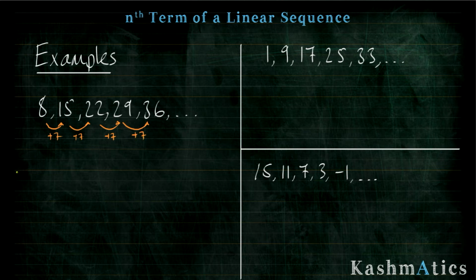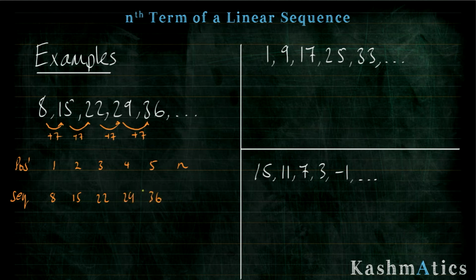And what we do next is we make ourselves a little table. So I'm going to write POS for position number. Okay, so position number 1, 2, 3, 4, 5. So I've got 1, 2, 3, 4, 5, and n. Okay, so position number n. Then you write down the sequence. Okay, and I'm going to leave a bit of space in between. And the sequence that we've got is 8, 15, 22, 29, and 36.